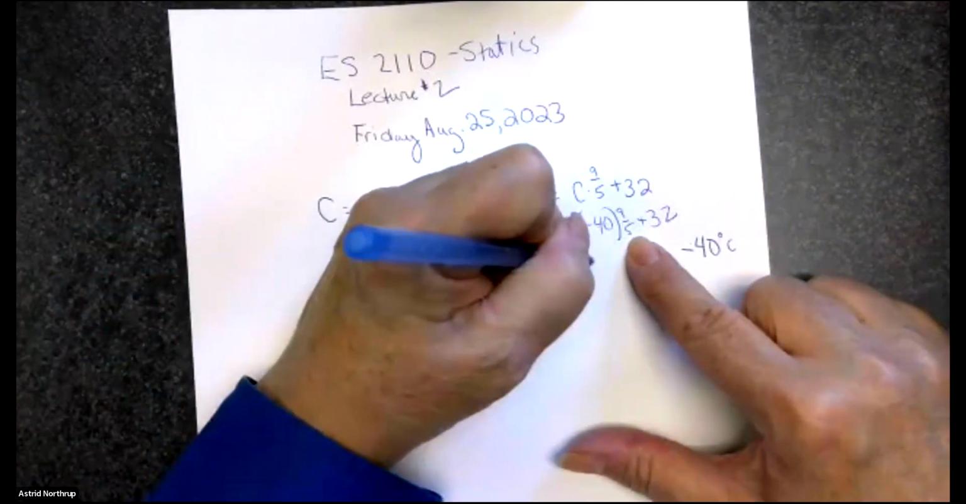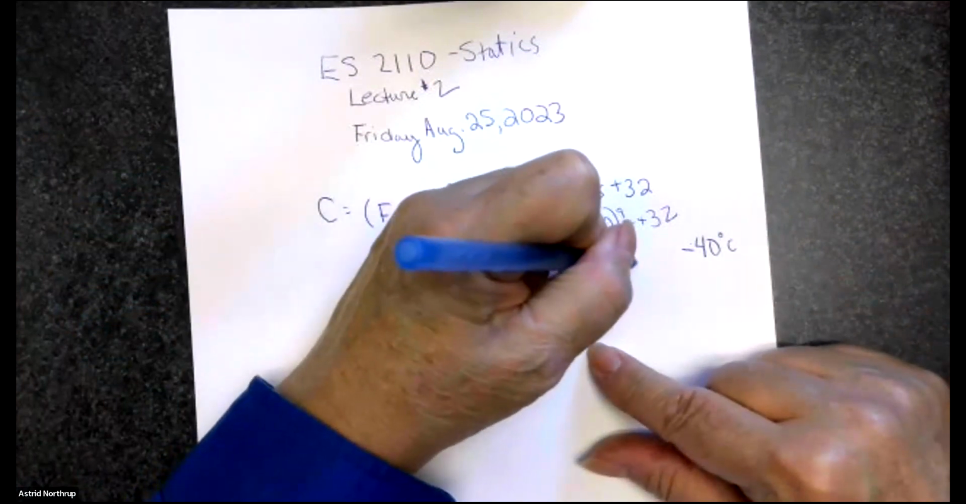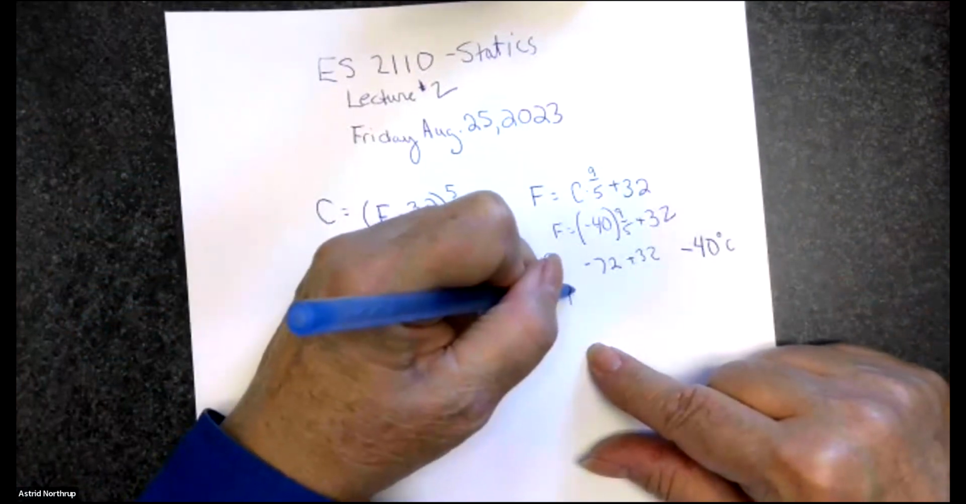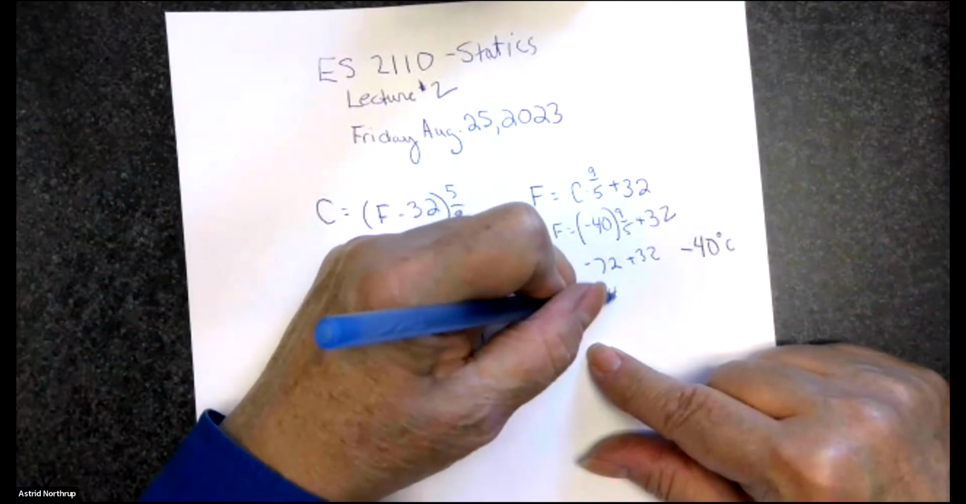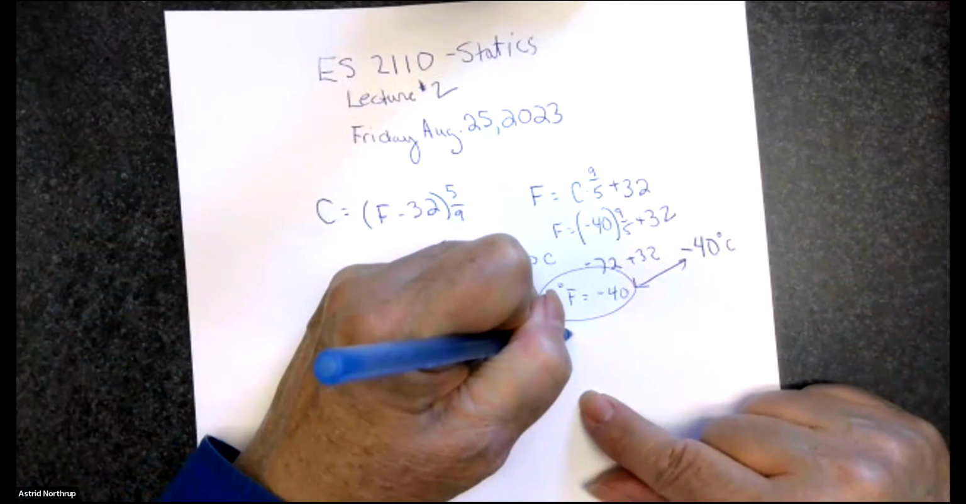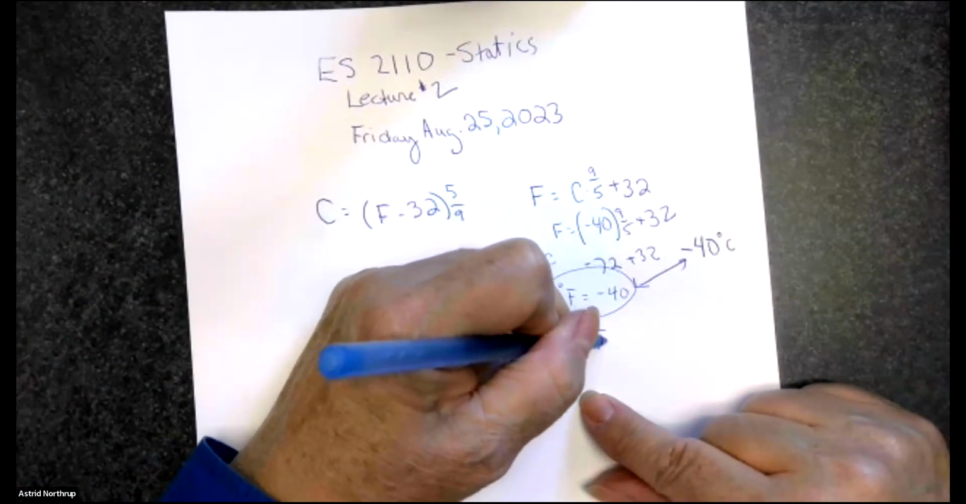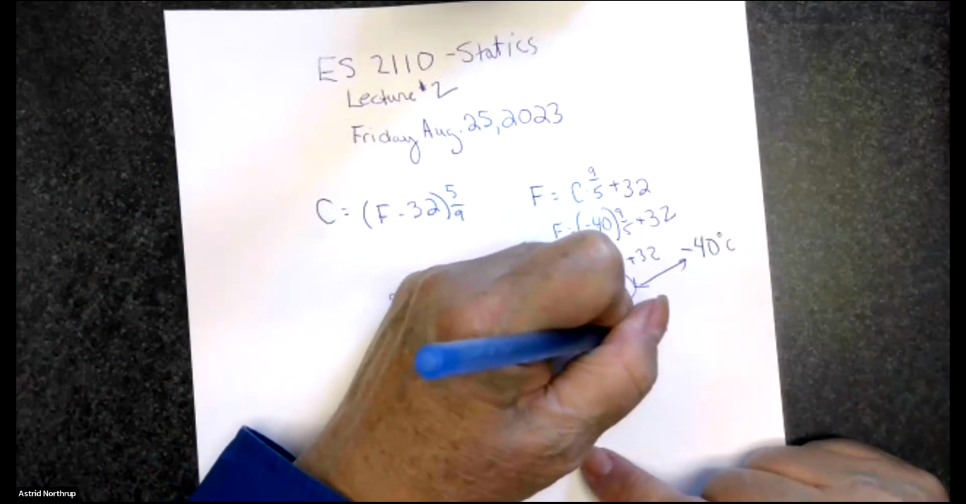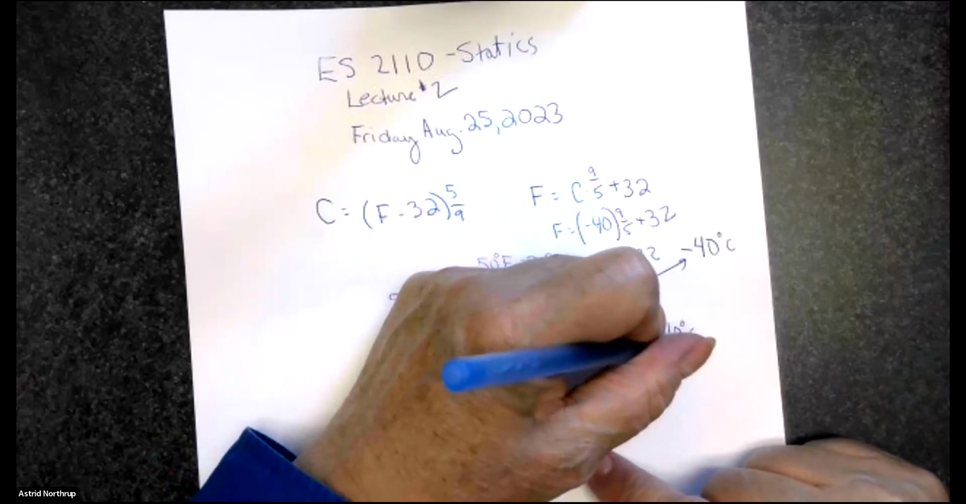9 times 8 is 72. So that would be negative 72 plus 32. And so the degrees Fahrenheit is minus 40. So that was the piece that I wanted to show you, is that negative 40 degrees Fahrenheit is the exact same temperature as negative 40 degrees Celsius.